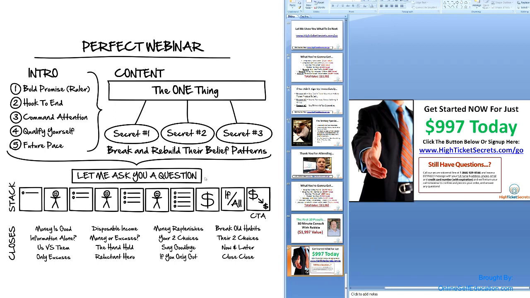But trial closes are powerful, and the best place to add trial closes, besides the entire presentation, is anytime you share a success story or you share one of your big secrets. Most people will share a testimonial and then they move on. Okay, when you share a testimonial, you should drop 5 or 6 trial closes right afterwards.